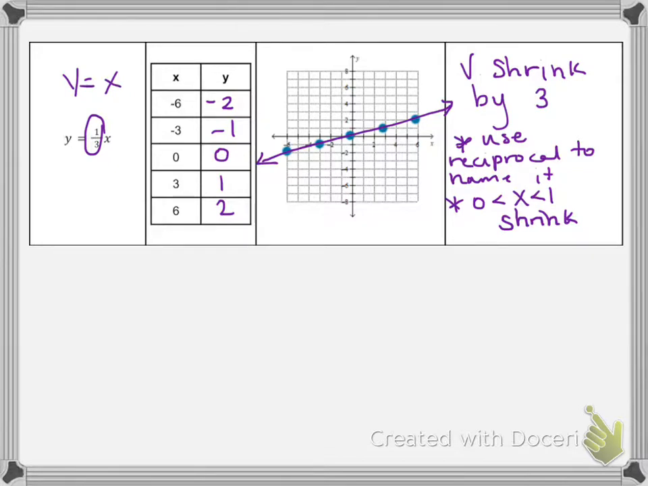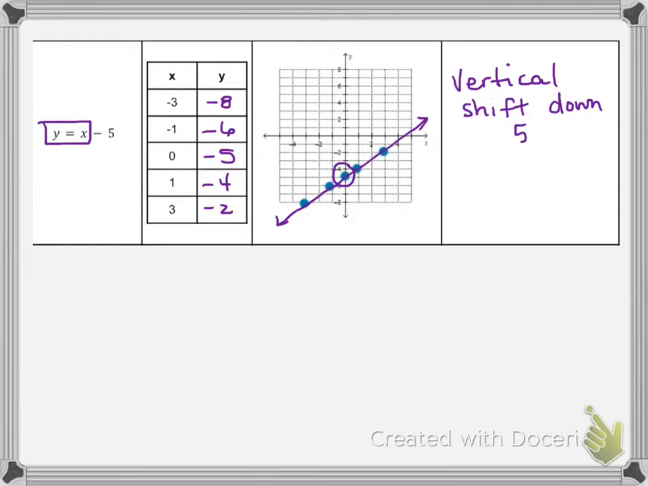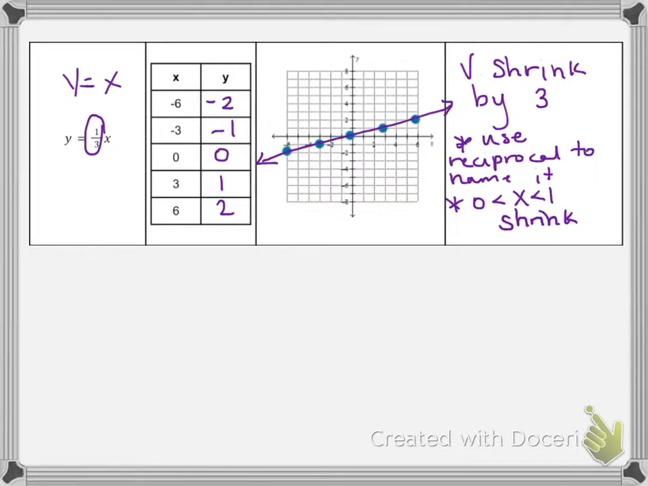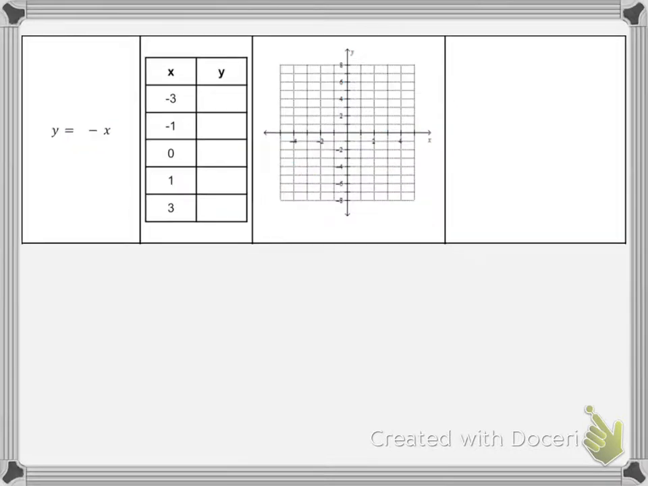All right? So far, let's review. We know that subtracting a number is a vertical shift down. So we're going to assume that adding a number is a vertical shift up. We know that multiplying by a number greater than 1 is a stretch. Multiplying by a number between 0 and 1 is a shrink. So then let's look at what happens when we have a negative number, okay?